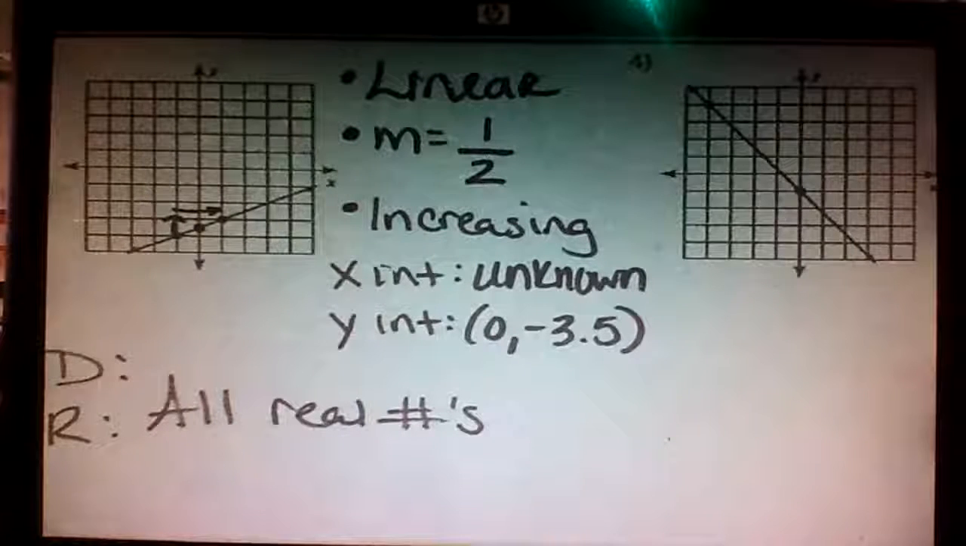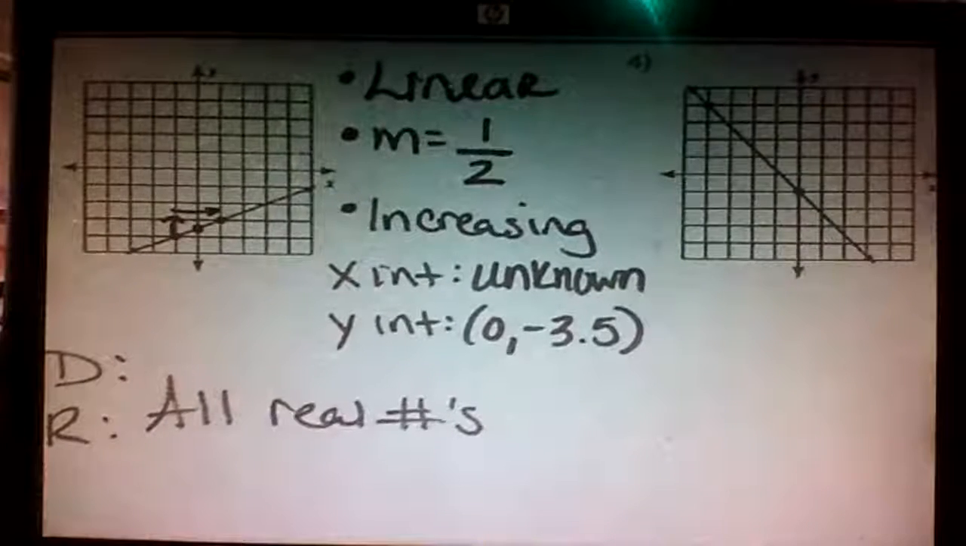You could put either or. So instead of putting all real numbers, you could put negative infinity to positive infinity. It means the same exact thing. Okay. Good question. Anybody else? Linear graphs are probably the easiest ones to have key features for.